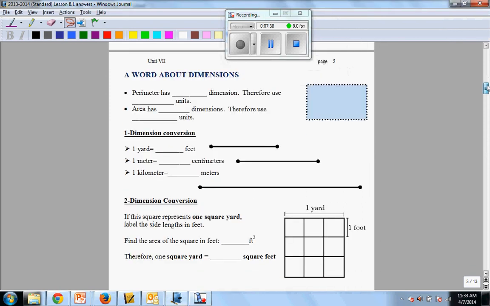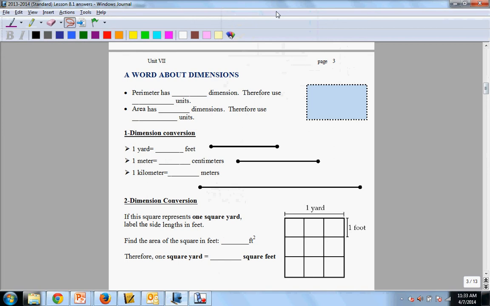Alrighty, guys. Ready? Let's get over a couple things first. First, let's talk about dimensions. Perimeter goes like this. Just walk it around like so, with a little arrow. The arrow tells me that you're going around.